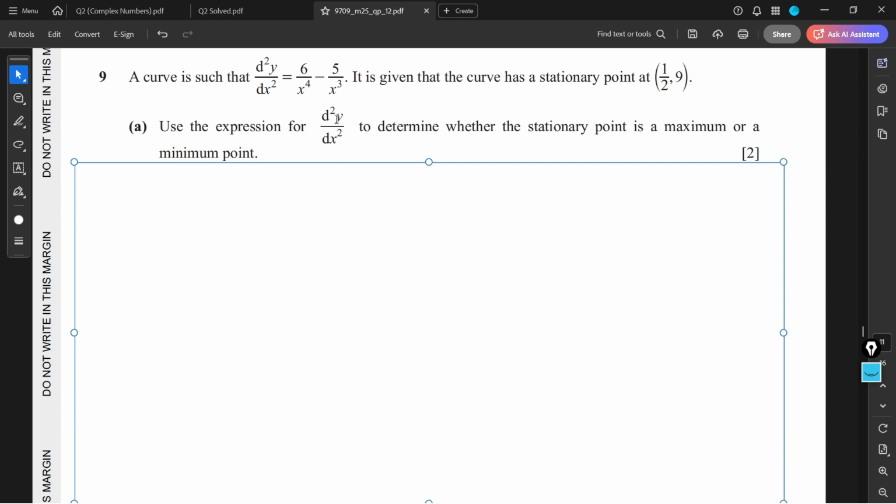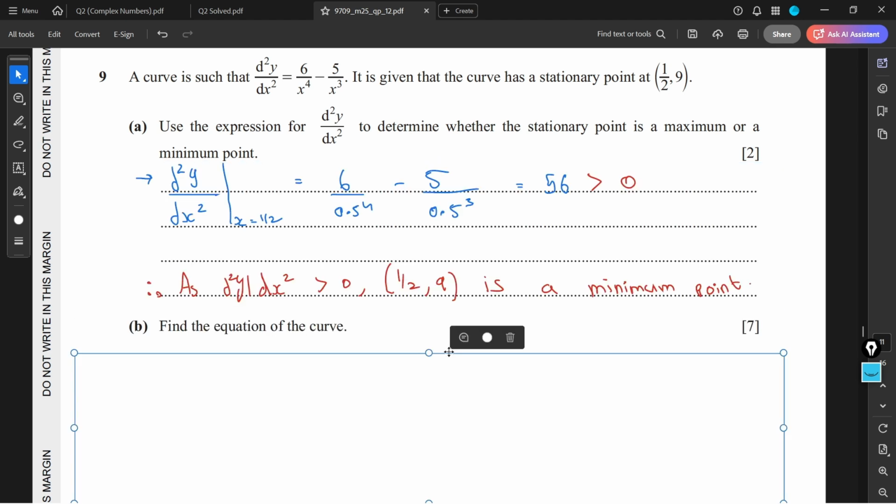If it's greater than 0, it's a minima. If it's less than 0, it is a maxima. And that is exactly what I've done over here. If I can show it to you, I just substituted the value of x equals half in this equation, and I got the value as 56. Because this is greater than 0, we are simply saying that (1/2, 9), the stationary point that is given to us, is a minimum point.